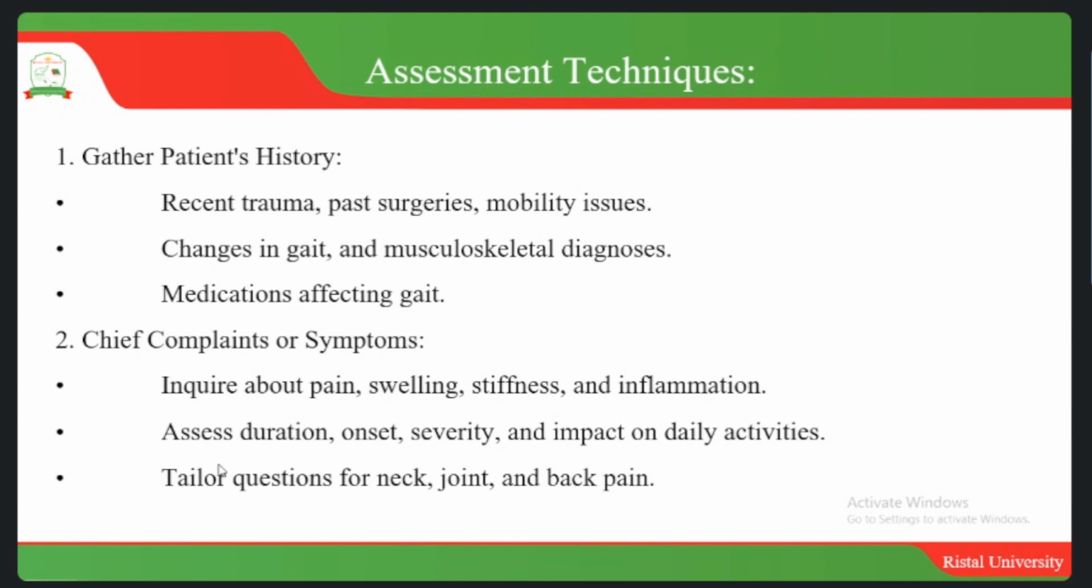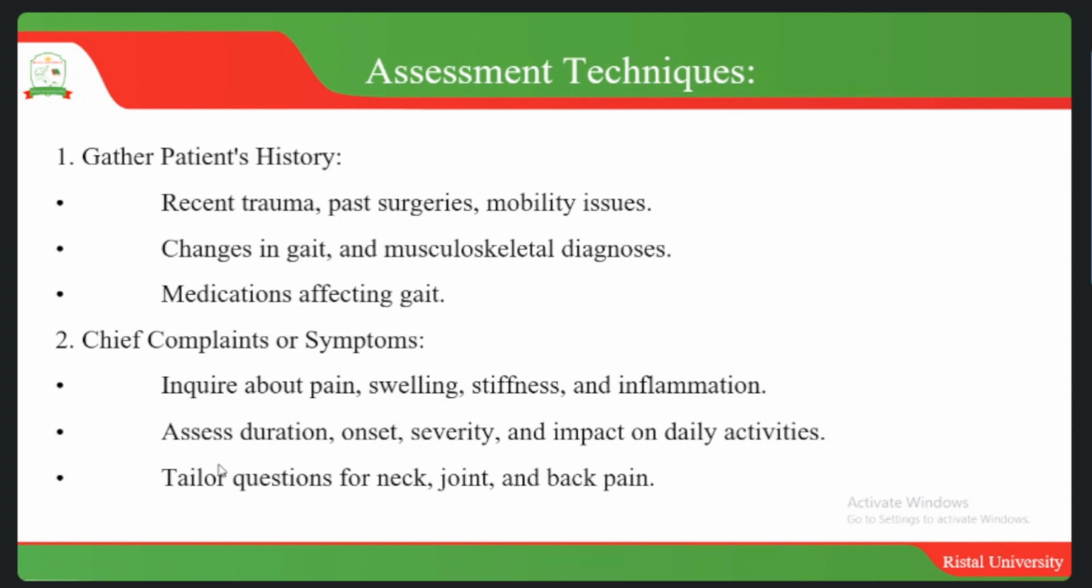And also the musculoskeletal diagnosis, find out if your patient has ever had any kind of musculoskeletal conditions, and then you'll be able to understand any issue in relation to the musculoskeletal system of your patient. The other thing, you also need to know about the medications affecting gait. You need to know what kind of drugs your patient is taking and what drugs can affect the gait of an individual. And the second point is basically the chief complaints or symptoms.